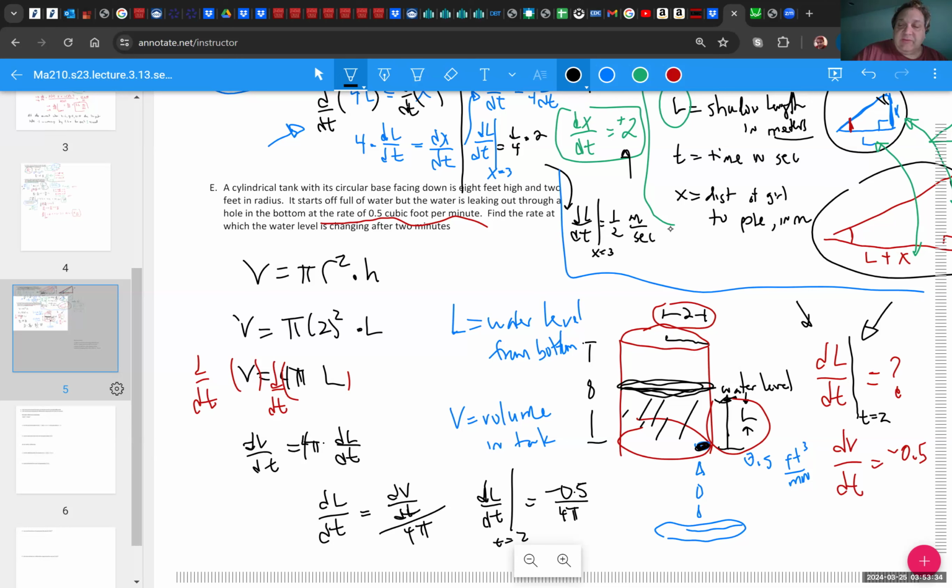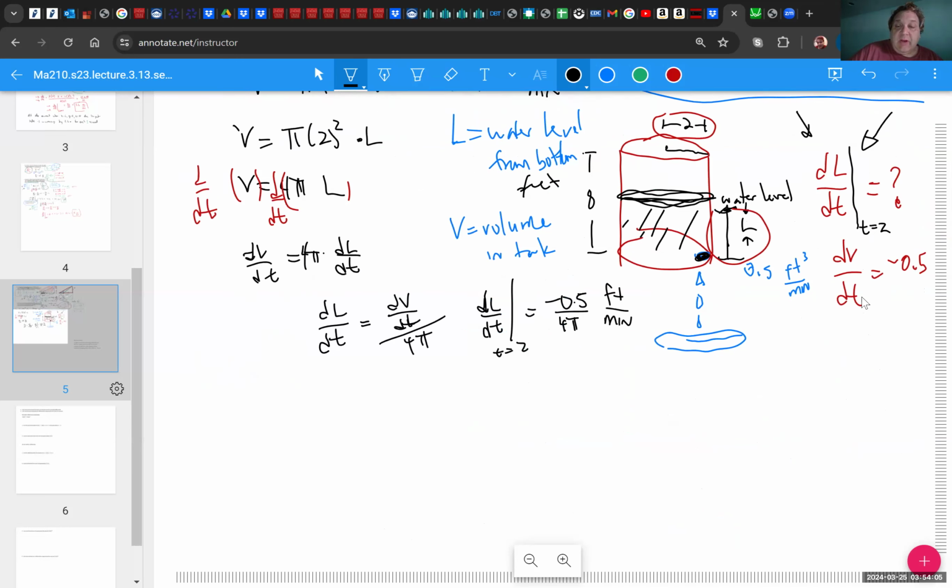The length is measured in, where's length? Water level from the bottom. It didn't say the units here. What is water level measured in? Feet. And t is time. What is time measured in? Minutes. So this would be feet per minute. All right, so there's how fast the length is changing in time.